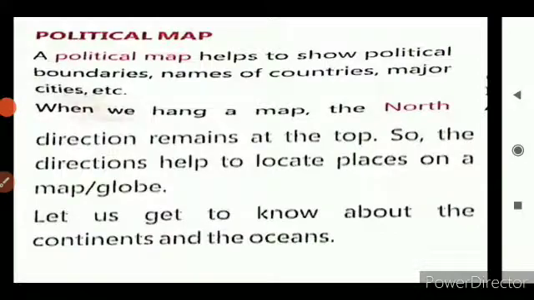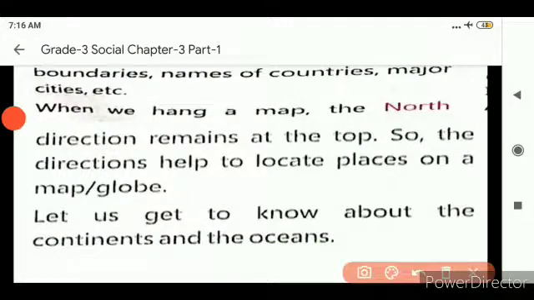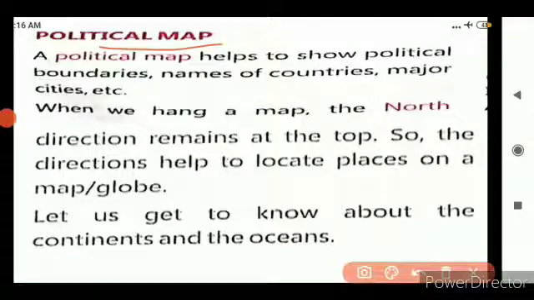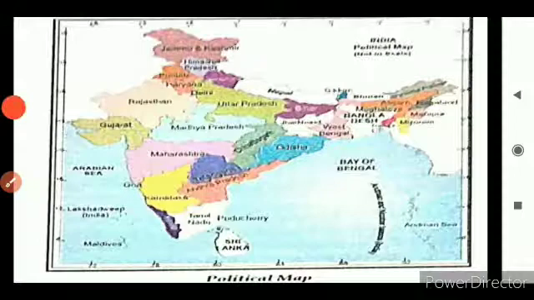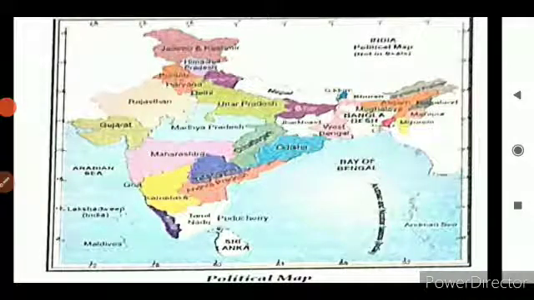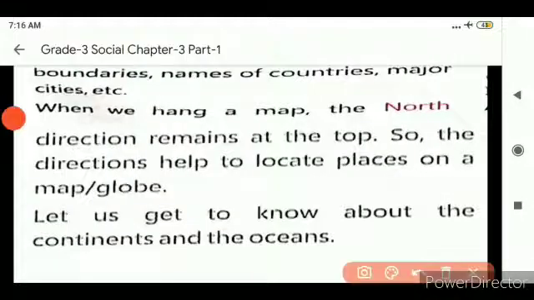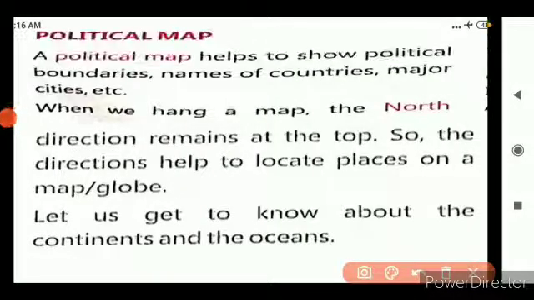Shall we go to the political map, children? Yes. What is the political map? A political map helps to show political boundaries, that is, names of countries. Shall we see that? Yes. Here you can see many different states, no? In your book, page number 21, it is clearly given there, children. You just go through that. You can see different states and their boundaries. A political map helps to show political boundaries, names of countries.